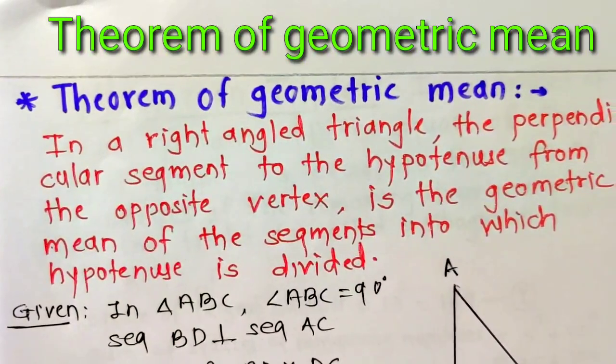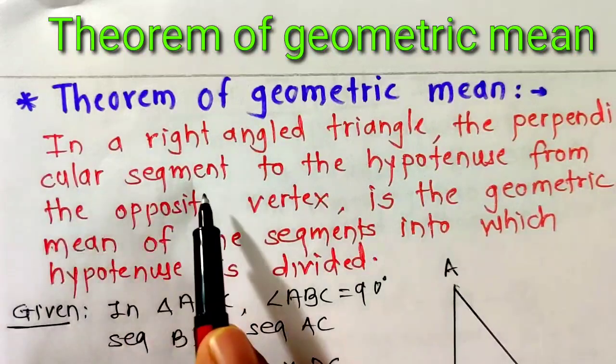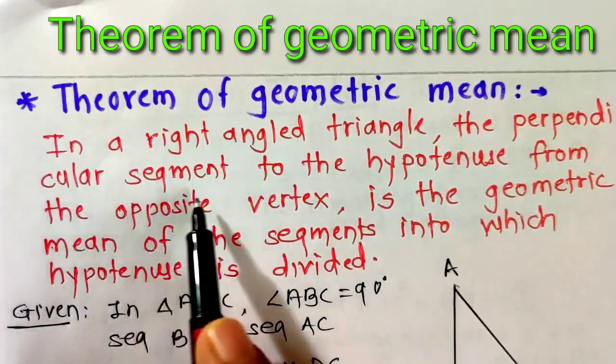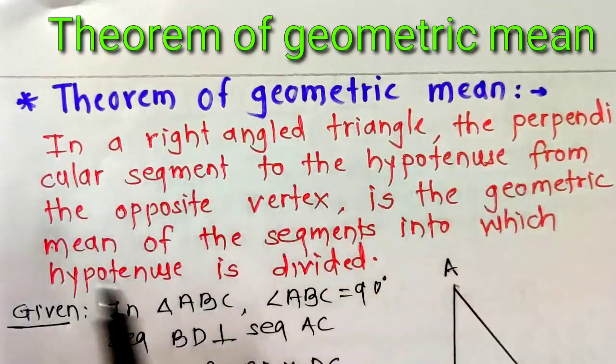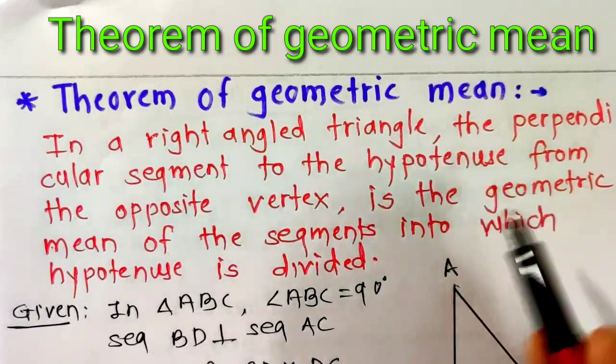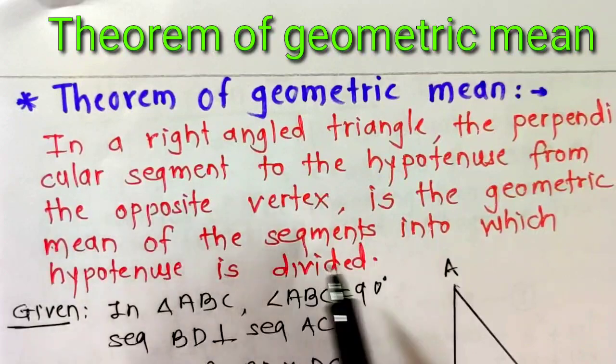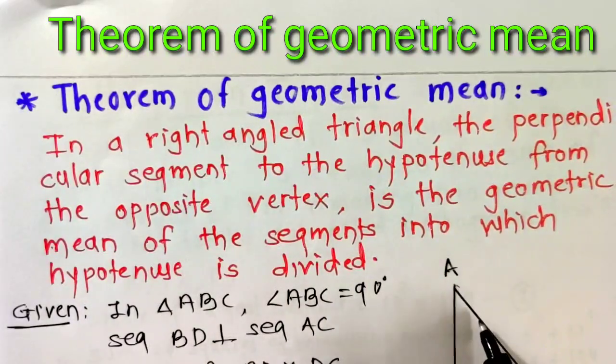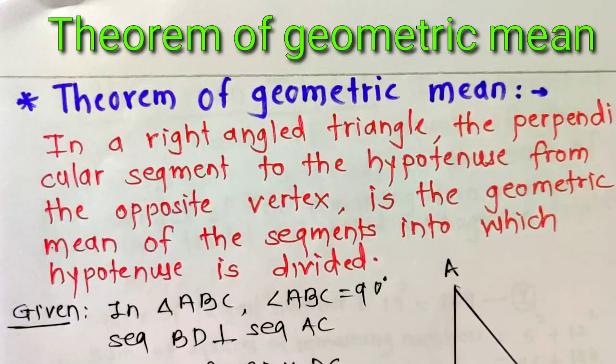The perpendicular segment means BD, the perpendicular segment to the hypotenuse from the opposite vertex, the vertex of the right angle triangle. Here we are talking about segment BD. So this segment BD is the geometric mean of the segments into which the hypotenuse is divided, means AD and DC.